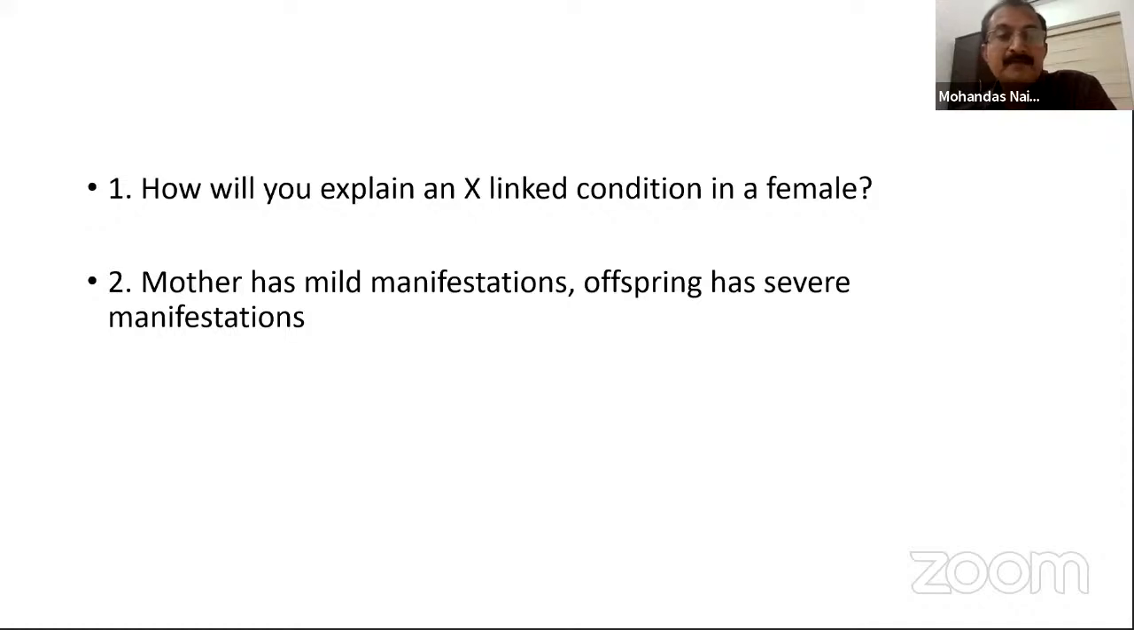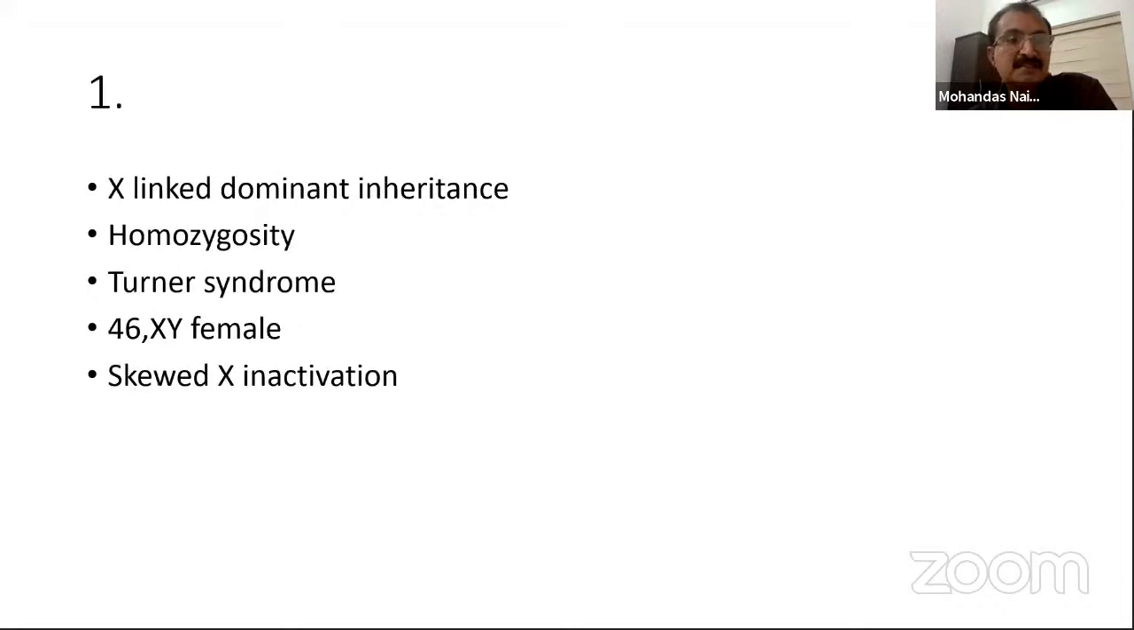I will explain an X-linked condition in a female. Usually X-linked conditions manifest in males. So we have already discussed one situation, that is X-linked dominant inheritance. Another rare situation is homozygosity for that particular condition. For example, if a hemophilic father and a carrier female are marrying, sometimes the daughter can get both abnormal X chromosomes. So homozygosity is another situation.